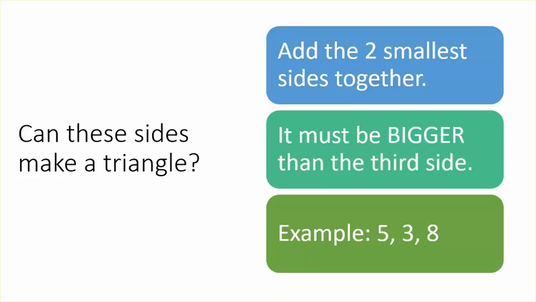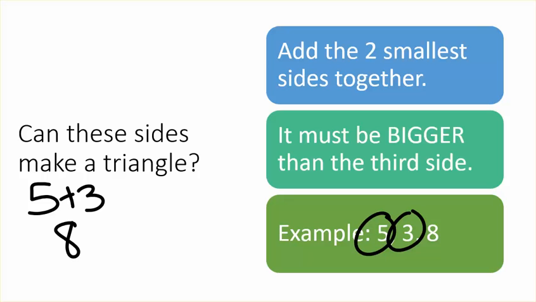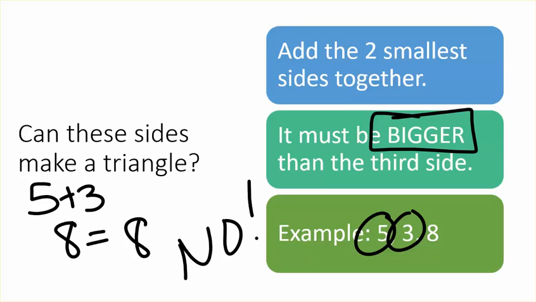What about 5, 3, and 8? Again, we're going to add together the smallest two. In this case, 5 plus 3. 5 plus 3 is 8. I'm going to compare that to the other side, which is also 8. Those are equal. Remember, the rule says that my sum must be bigger than the third side. So no, this cannot make a triangle.